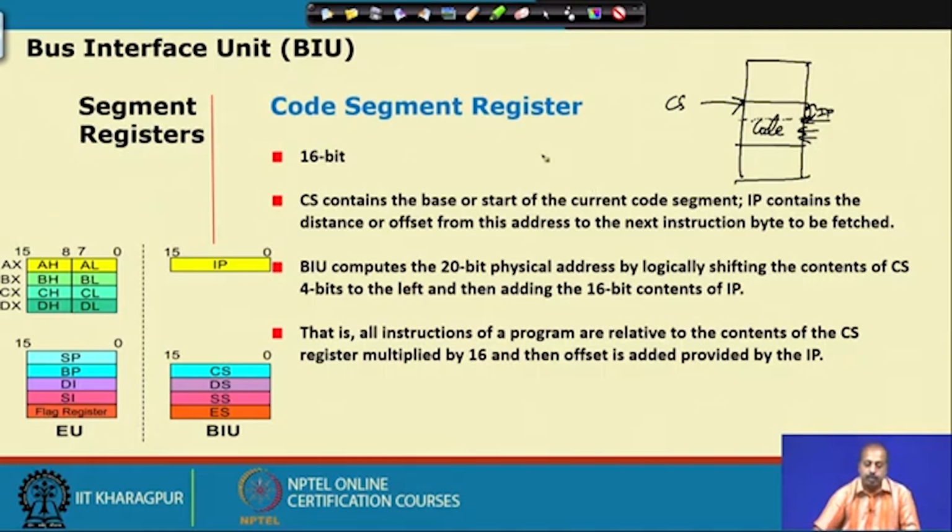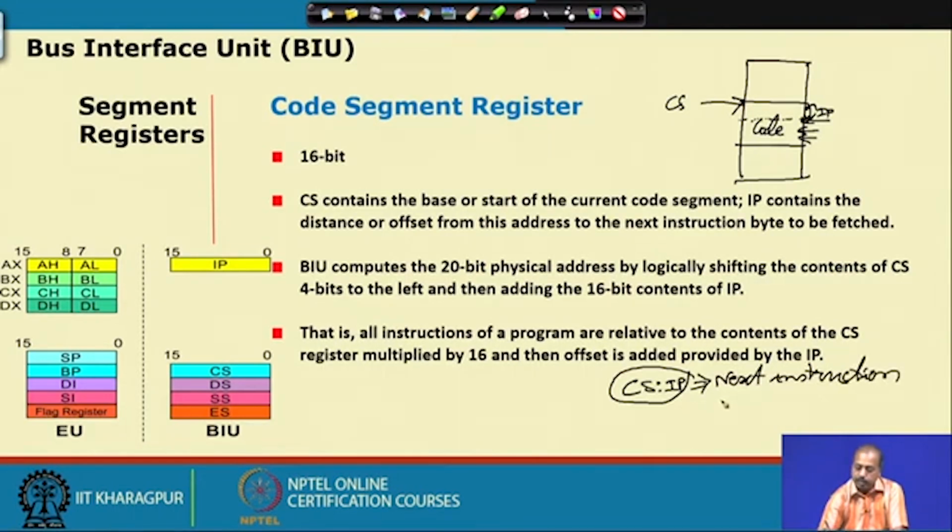This CS colon IP is normally written as a pair. CS colon IP contains the next instruction to be accessed. So, you can say that the equivalent of the program counter that we have in 8085 is the CS colon IP pair.